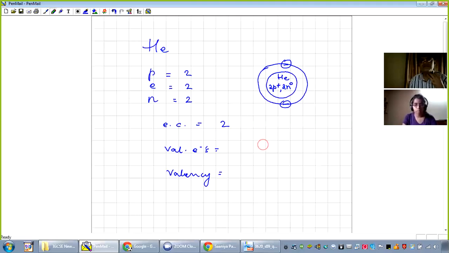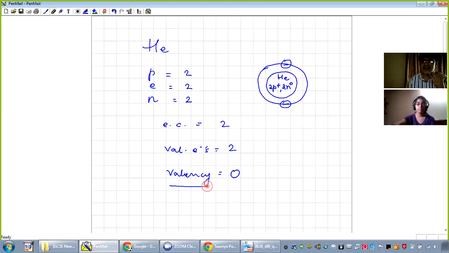Valence electrons is 2, and it's full, so you don't need anything. So its valency will be 0, because its orbit, the orbit in which the electrons are required, is completely filled up. Therefore, its valency is 0.